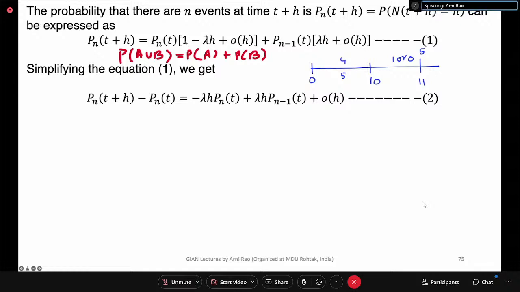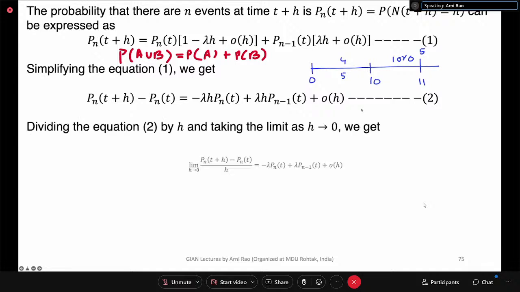P_n(t) multiplied by 1, you bring it to the left side. So that's P_n(t+h) minus P_n(t), minus lambda h P_n(t). Similarly, P_{n-1}(t) lambda h, and the order of h terms go there. Then you divide the left-hand side by h and take the limit. So divide by h: (P_n(t+h) minus P_n(t)) by h, and take the limit as h tends to 0.